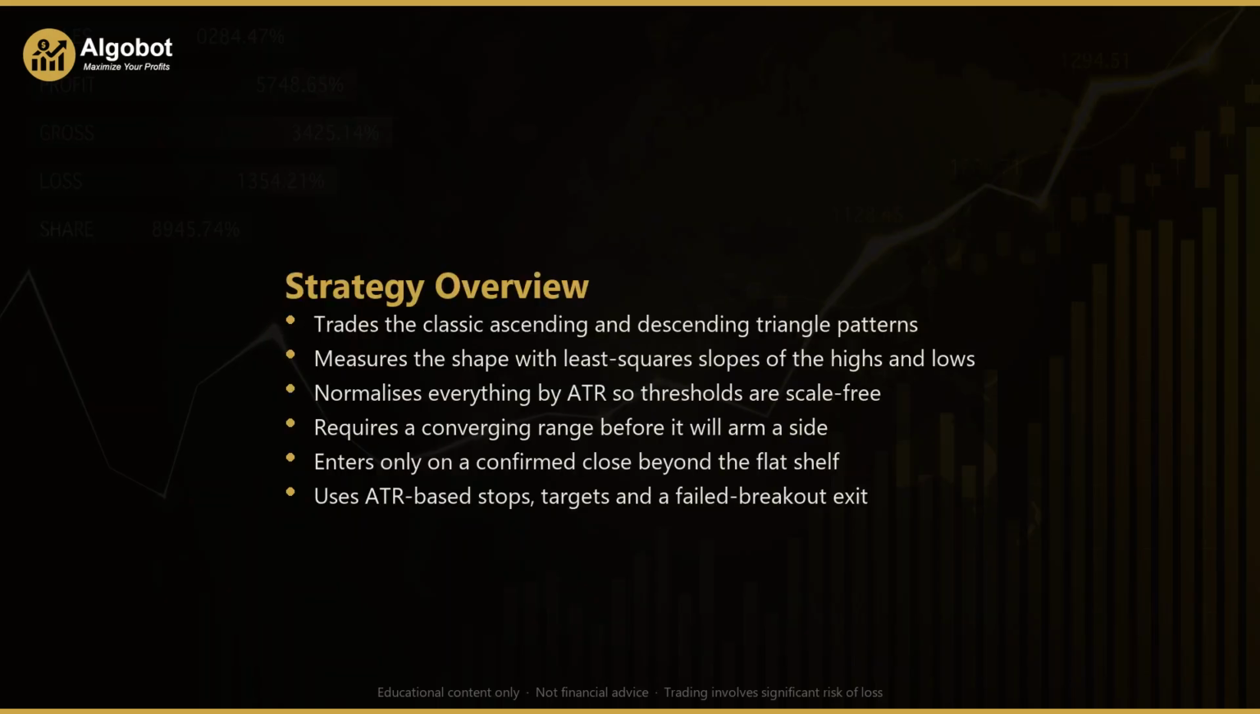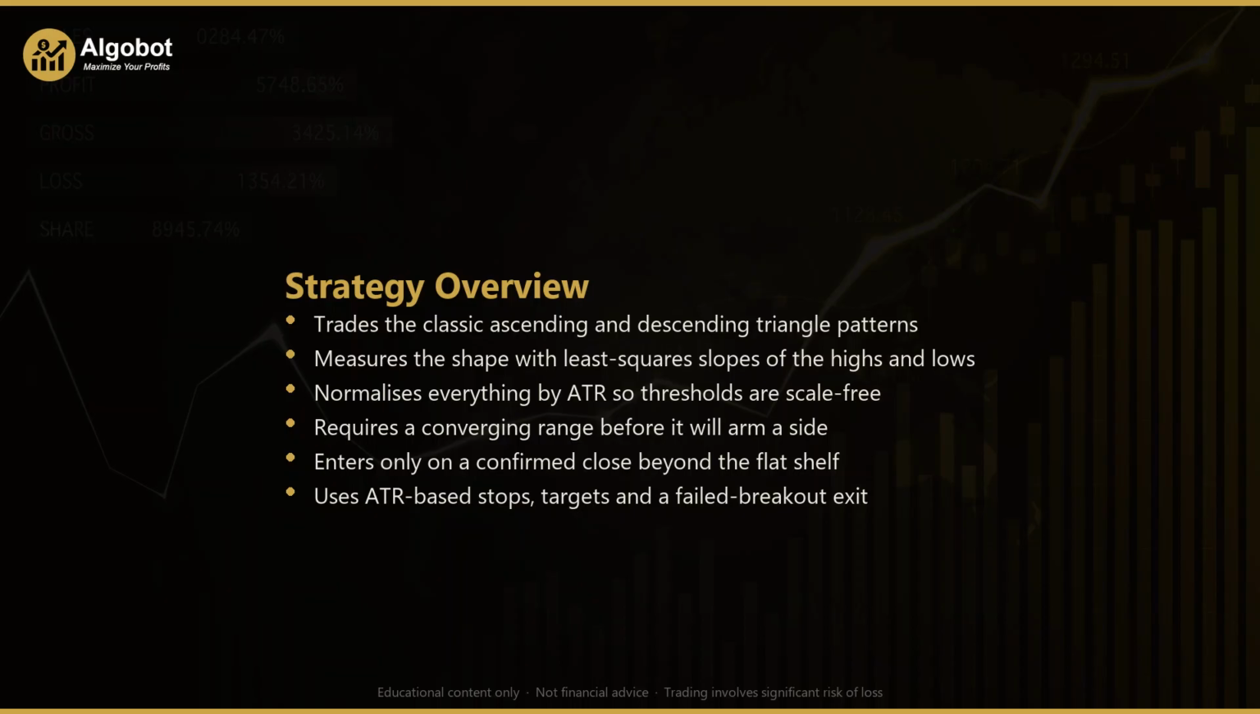So what does this expert advisor actually do? At its heart, Directional Triangle Breakout is a chart pattern reader. It watches a fixed window of recent bars and tries to decide whether price is forming an ascending triangle, which leans bullish, or a descending triangle, which leans bearish. The key idea is that these two patterns are not direction neutral. An ascending triangle has a roughly flat ceiling with a rising floor underneath it, while a descending triangle has a roughly flat floor with a falling ceiling pressing down on it. That structural asymmetry is what gives the pattern its directional bias.